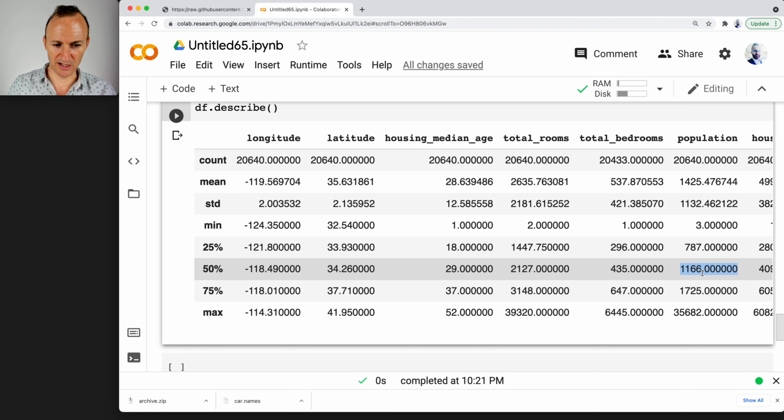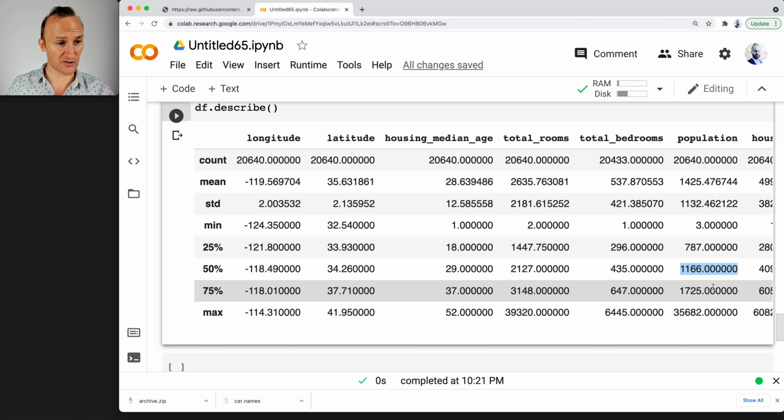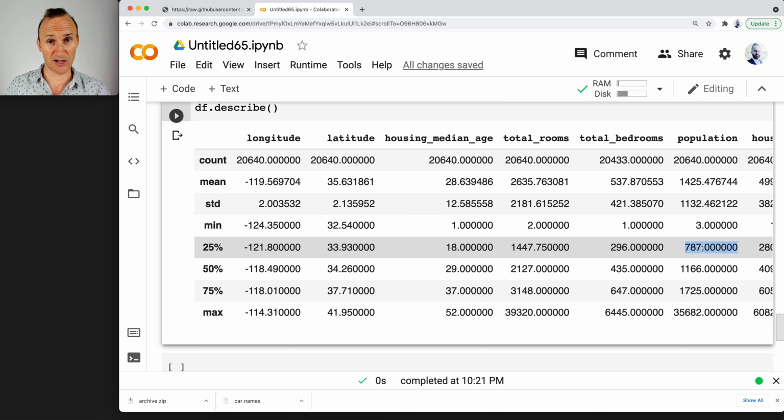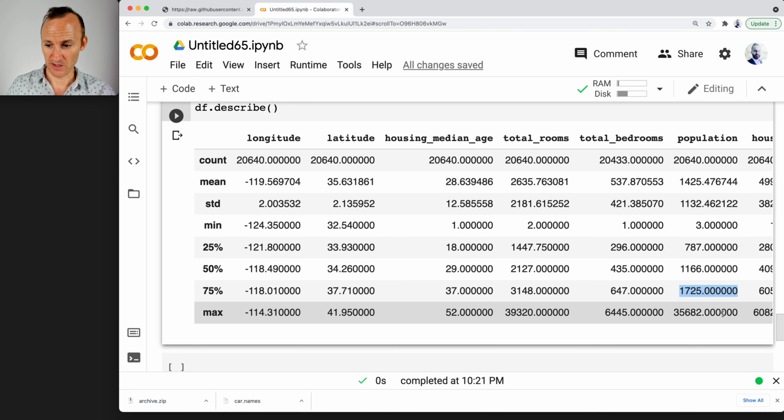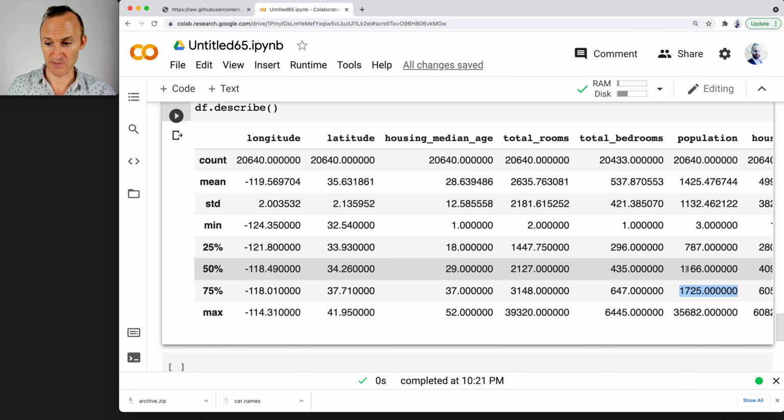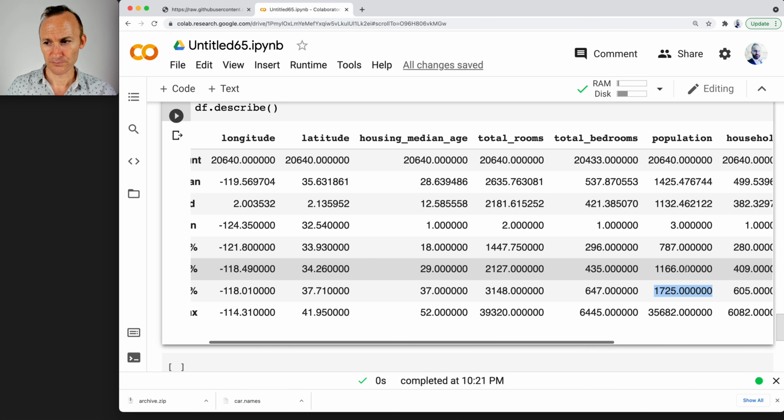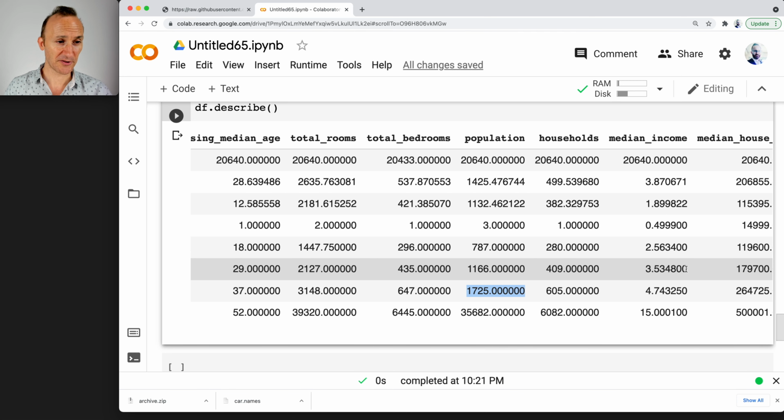Additionally, if we look at the median here, 1,166 is right in the middle, 787 at the 25th percentile, the quarter mark, and 1,725 right at the 75% mark. And then you have the min and max values as well. So 35,000 population is probably a densely populated area, much larger than the median of 1,000, right? I think it looks good.